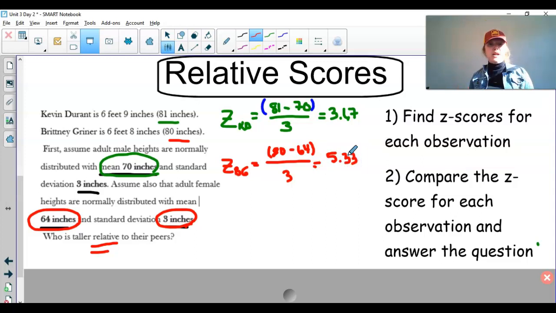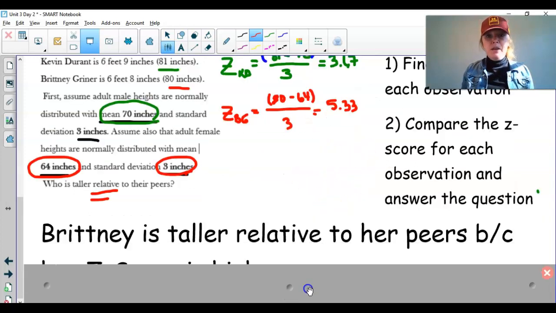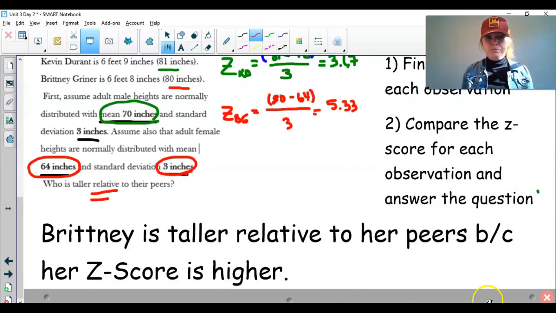All right, ladies and gentlemen, now we can compare Brittany and Kevin relative to their peers. Brittany Griner, although shorter than Kevin Durant, is taller relative to her peers, other females. Why? Because her z-score is more extreme. Let's write that down. Brittany is taller relative to her peers because her z-score is higher.